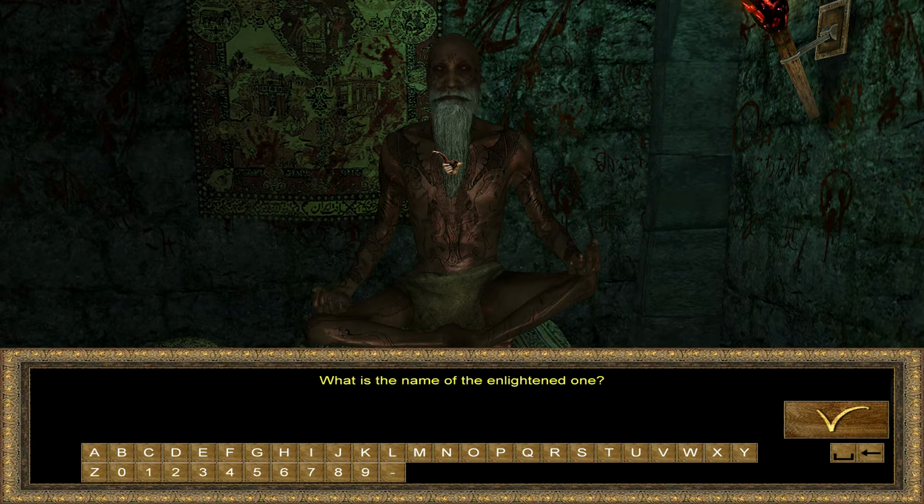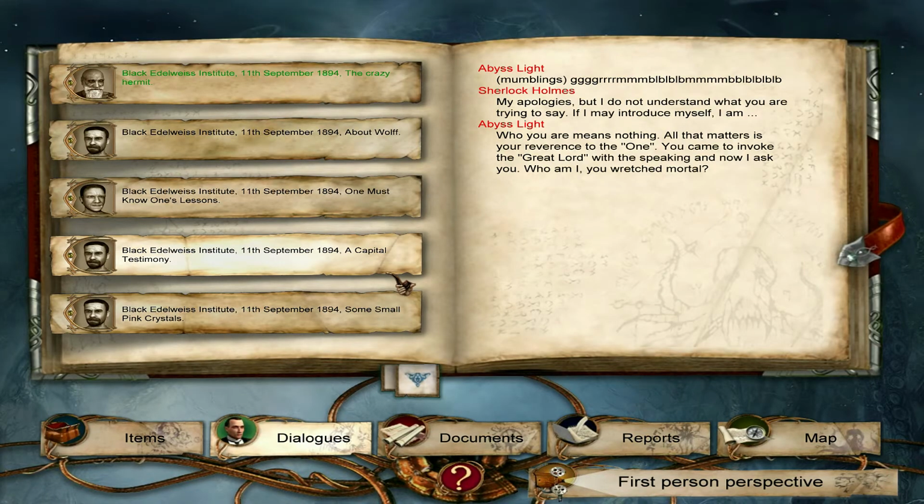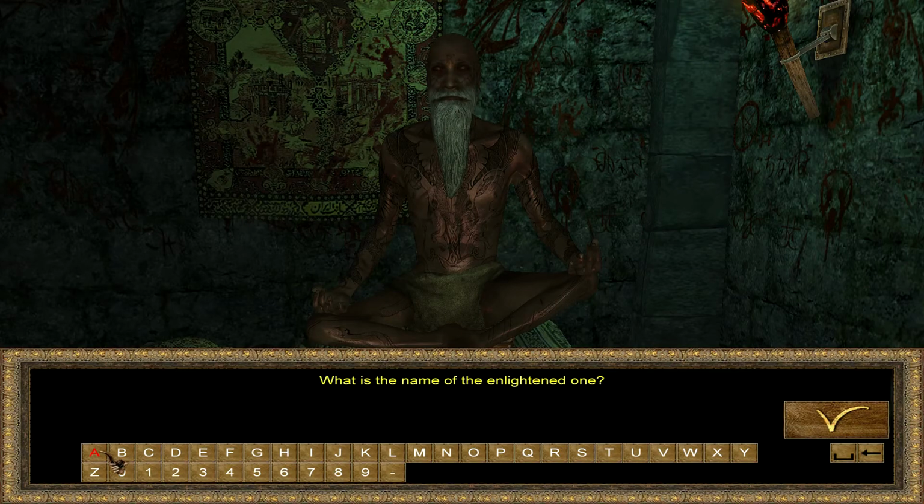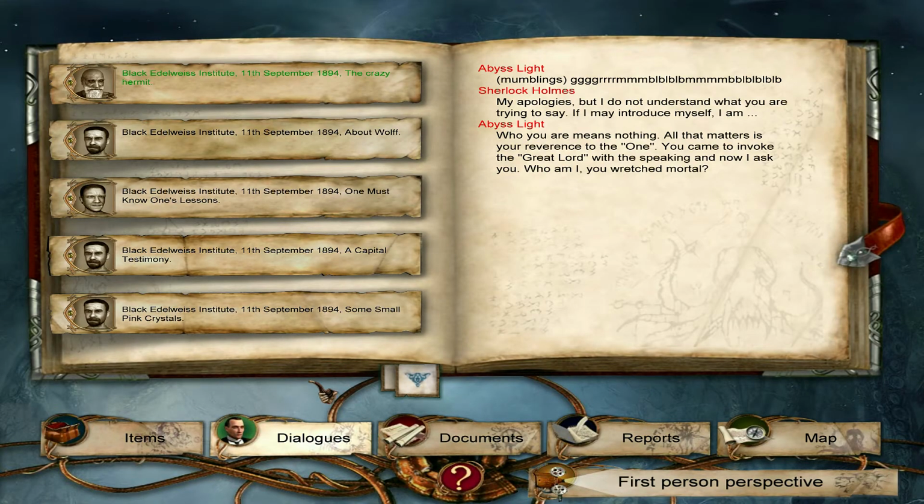Oh, for fuck's sake. It's the name of the Enlightened One. Abyss Light, A-B-Y-S-S, Light, hang on, A-B-Y-S-S.